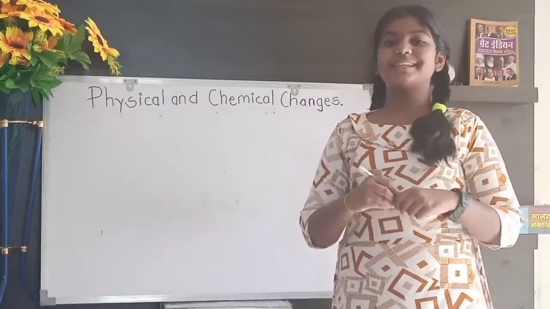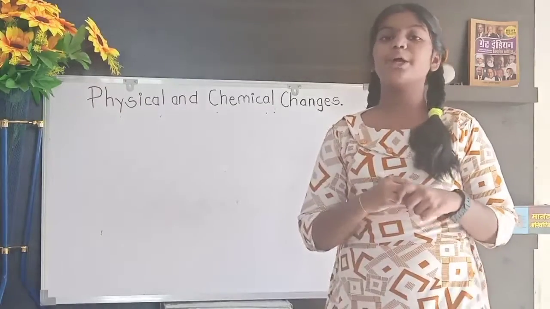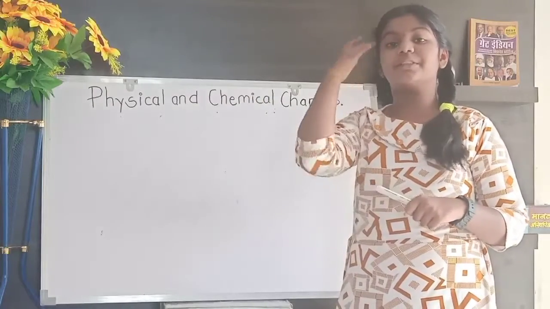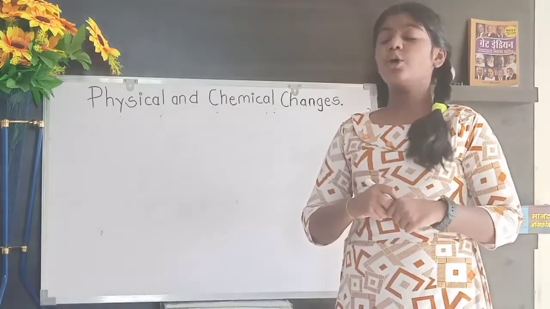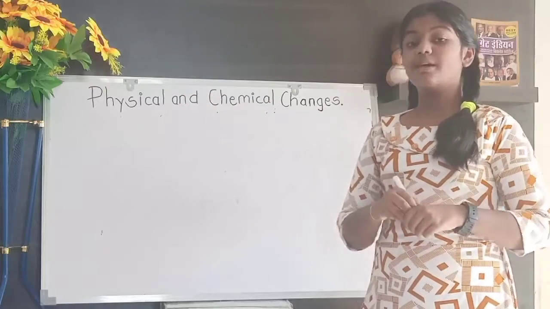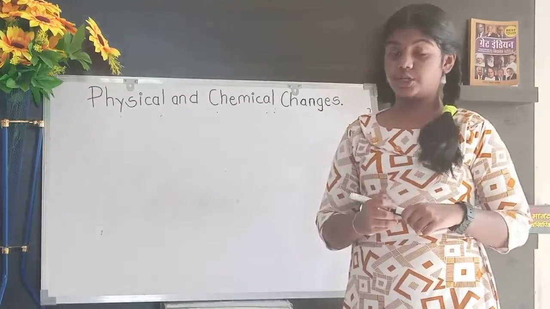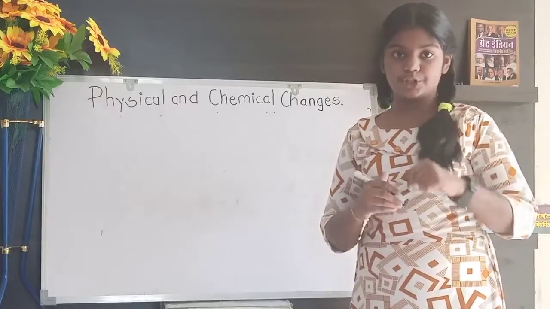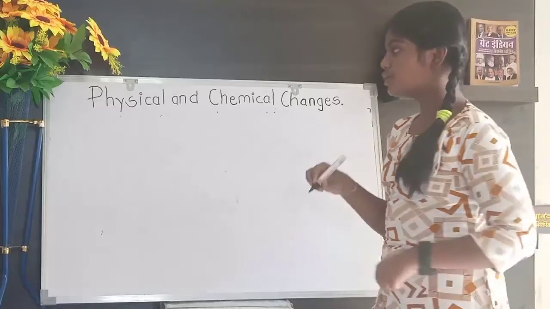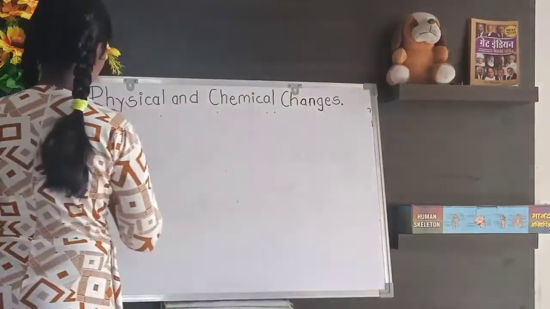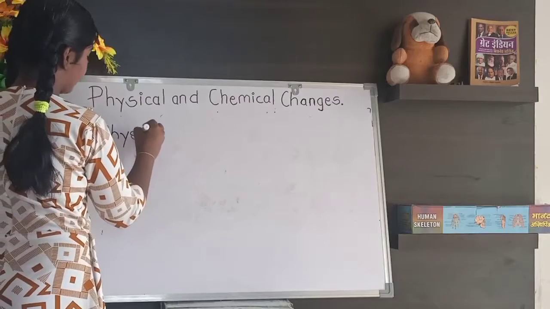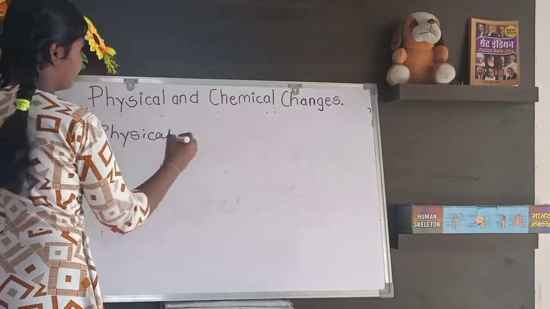So friends, I have dropped the board and now we are going to see further the definition of physical and chemical change with their examples. First of all, we will start with physical change. Now let's see what is physical change. As I have already told you the features of the physical change, now I am going to write the definition. Physical change.